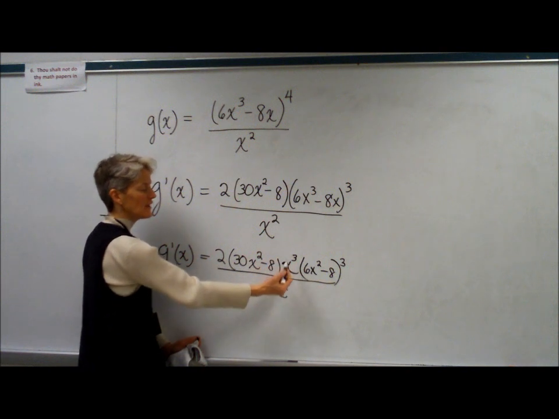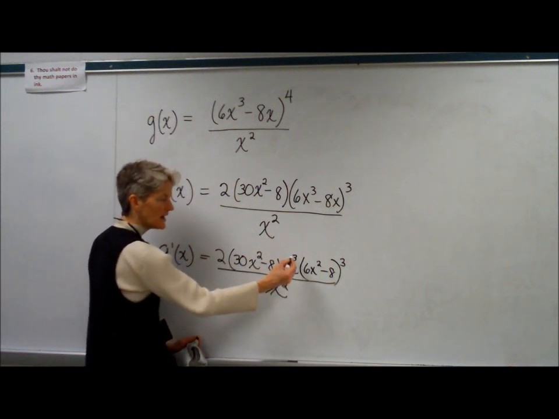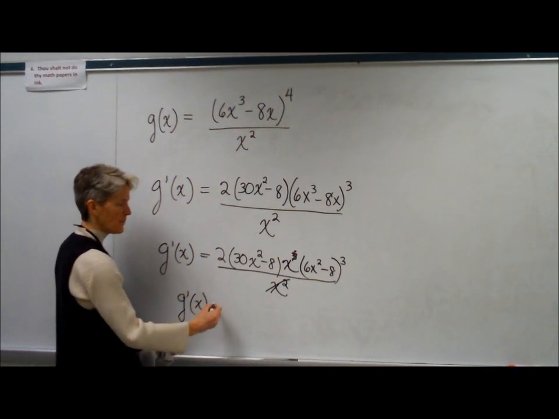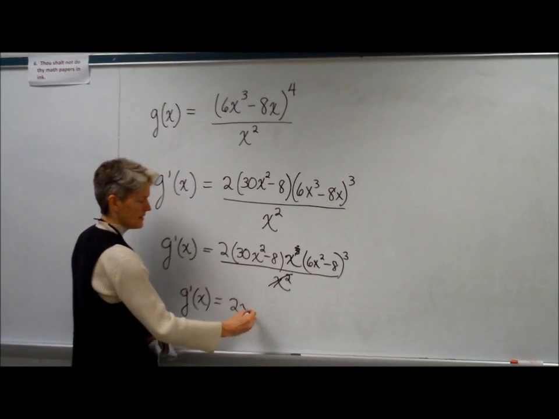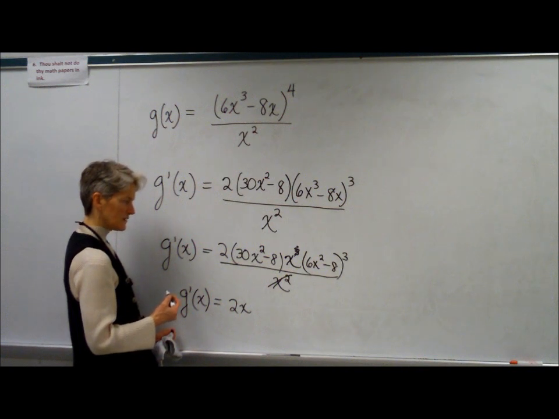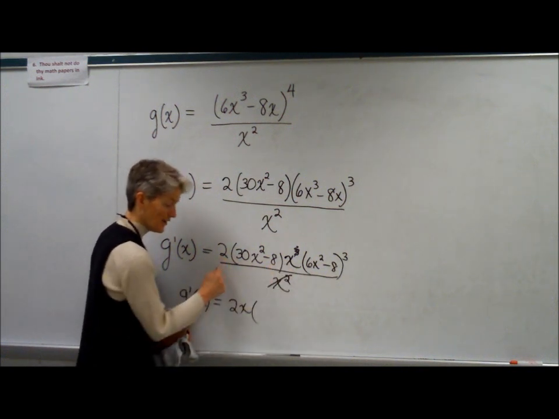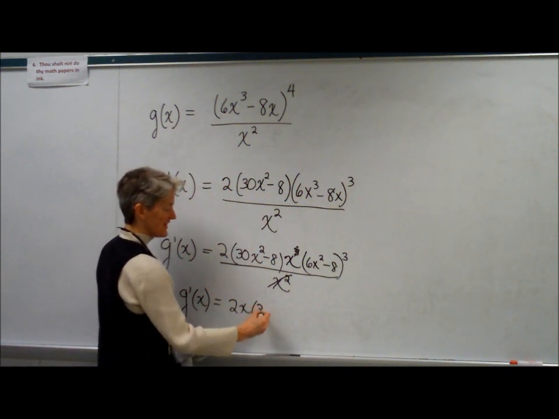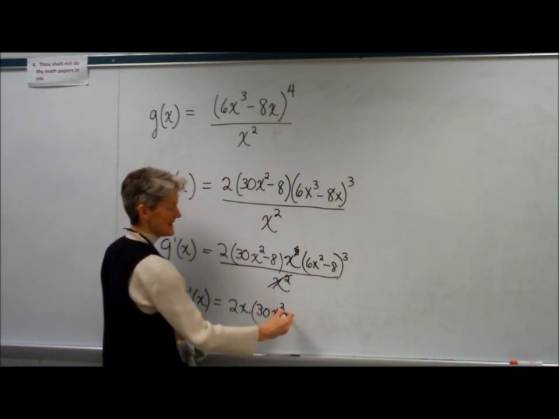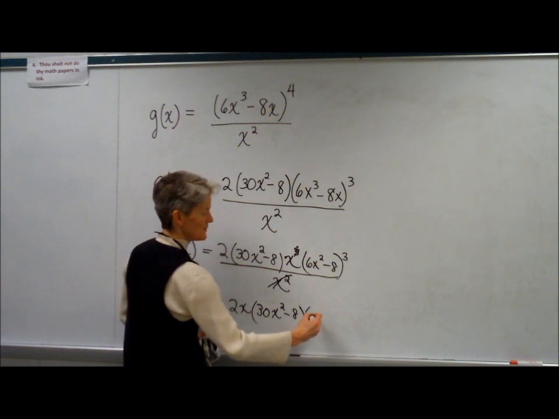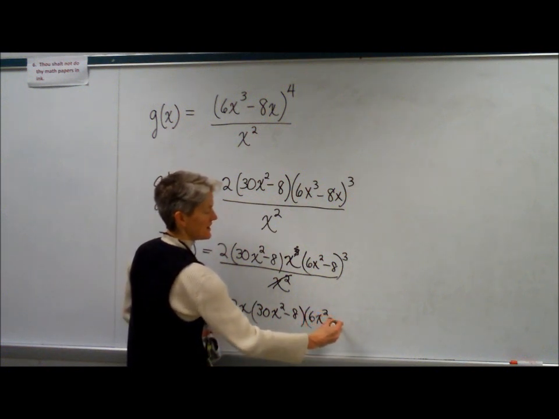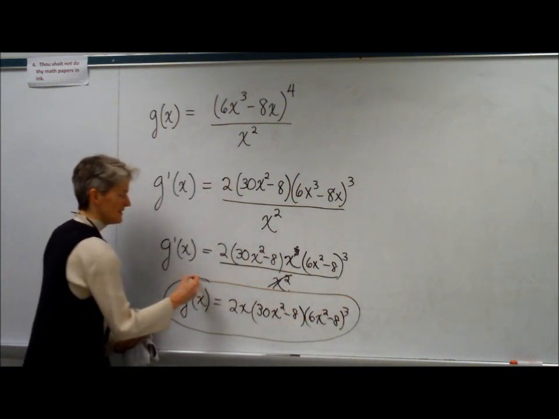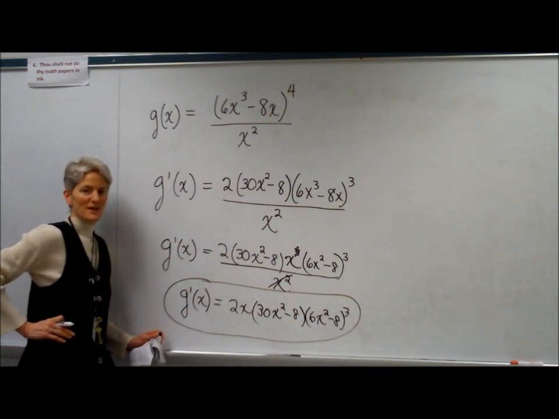Now I've got an x cubed divided by x squared. And this whole shebang ends up being a nice expression, 2x times 30x squared minus 8. I just moved that x over there. Woo, I'm getting so excited I flipped that marker. Don't try this at home, people. 6x squared minus 8, all to the third. And there we have our uber simplified function.